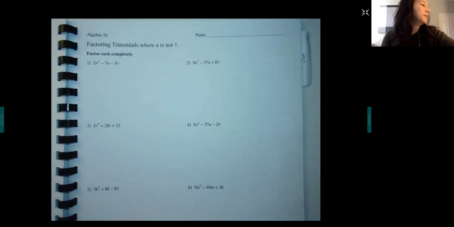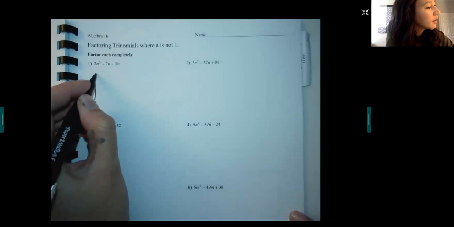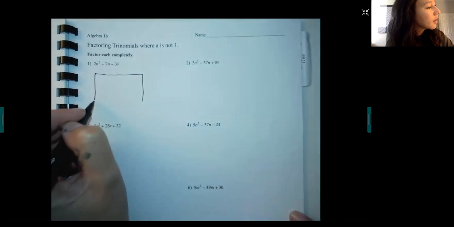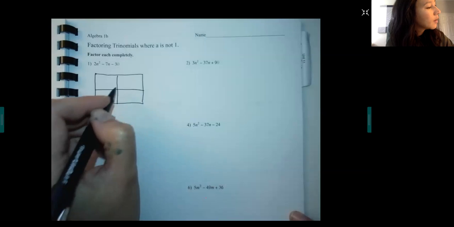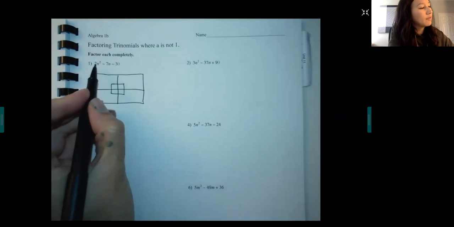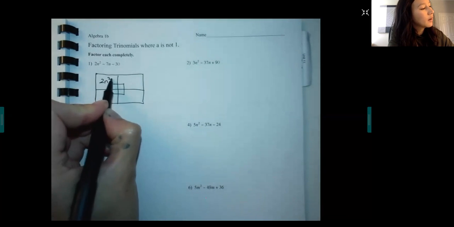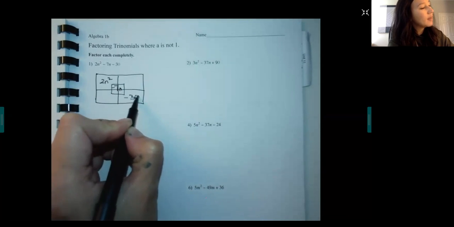All right, so let's go ahead and follow our steps. So step 1 says we're going to draw a 2x2 box. And then we want to label the boxes. We have 2n squared, we have a -7n, and we have a -30.